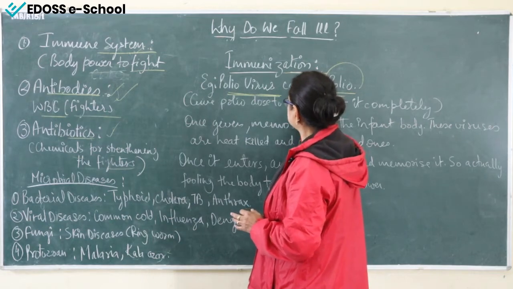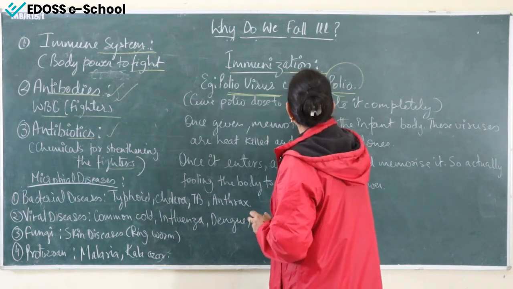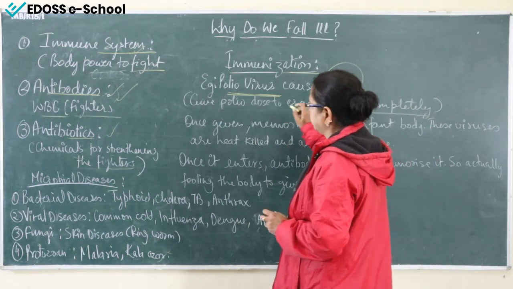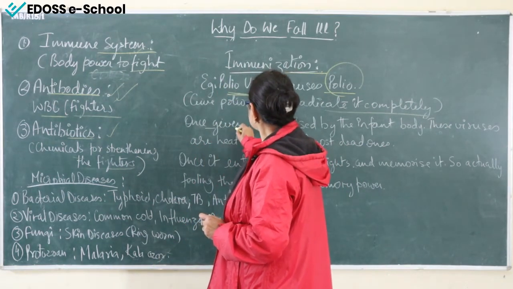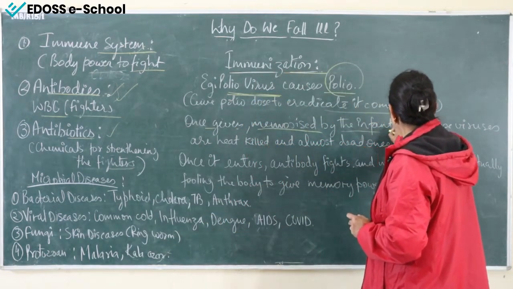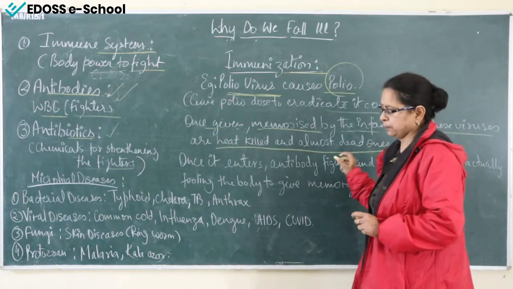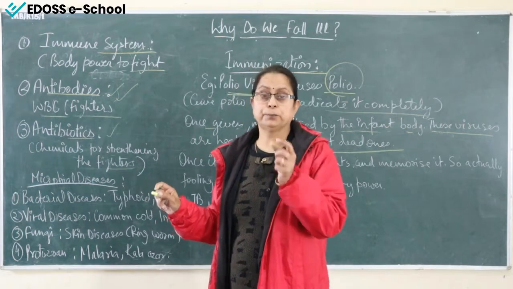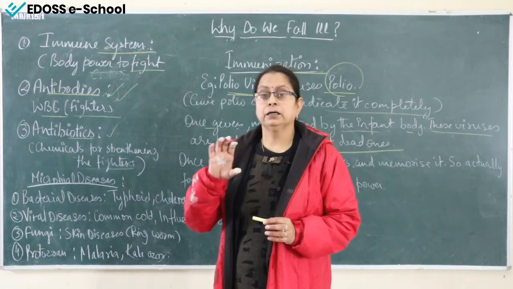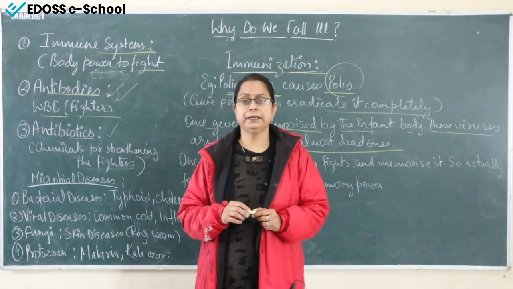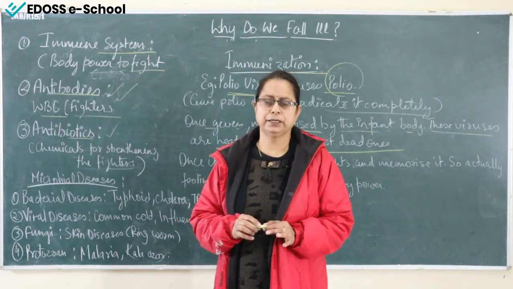So what happens in this process? The polio dose is given up to the age of 5 years of any young one to eradicate it completely. Once this dose is given, it is memorized by the infant's body. These viruses are heat killed and almost dead. The polio virus is given in the form of a dose to infants, but the virus is already properly heated and almost dead, so it is not harmful to the infant's body.